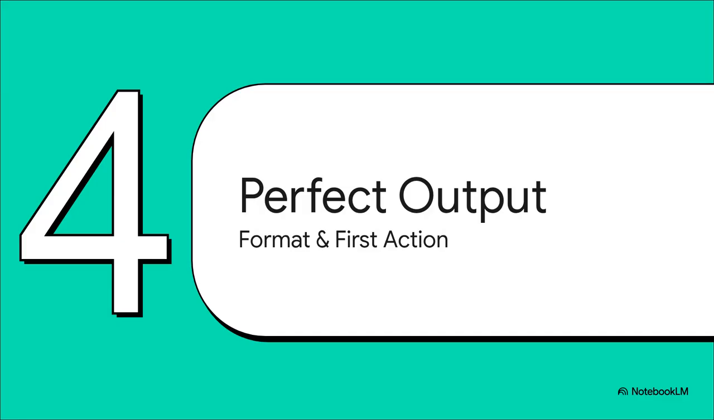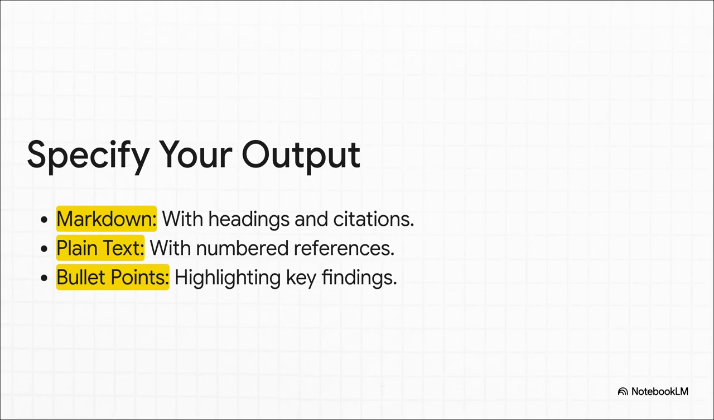All right. You've set the role, you've provided all the context, and you've defined the collaborative workflow. The very last piece of the puzzle is telling your assistant exactly how you want the finished product delivered to you. This is a huge time saver. You can specify the exact output format you need. So whether you need clean markdown with perfect headings for a website, or simple plain text with numbered references for a paper, or maybe just a clear set of bullet points, the AI delivers it in a structure that's ready to use. No more tedious, annoying reformatting.